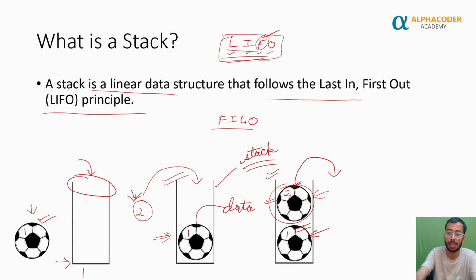Because you see, this is a closed jar, right? If you want to take out a ball, the ball on the top will be removed first, then the ball at the bottom. So the ball with number 2 will come out first.